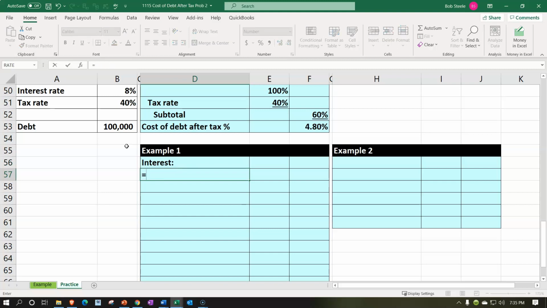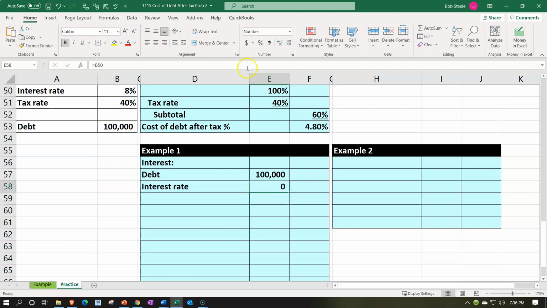If I know what the debt is, we're going to say the debt is going to be equal to the 100,000, and then the interest rate. If I can finance it for the 8%, then I'm just going to pick up that 8%. Let's percentify that. Numbers group, percentify. Font group, underline. And then this will be called the interest.